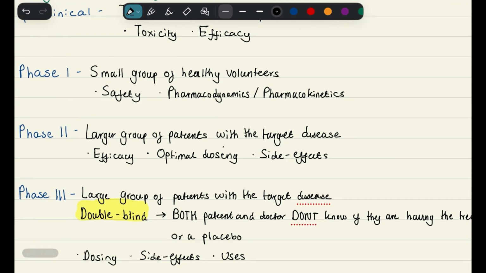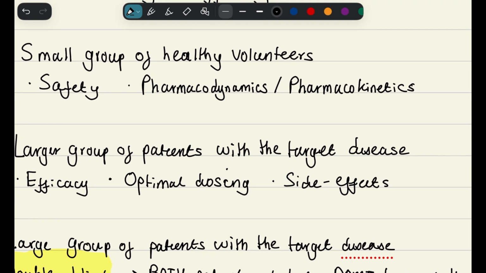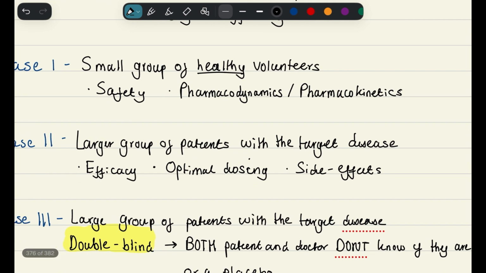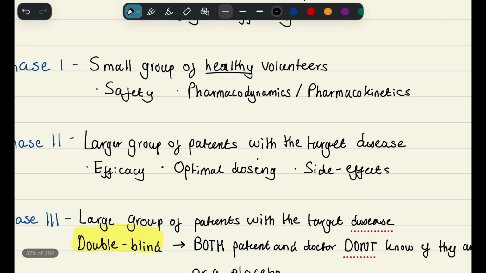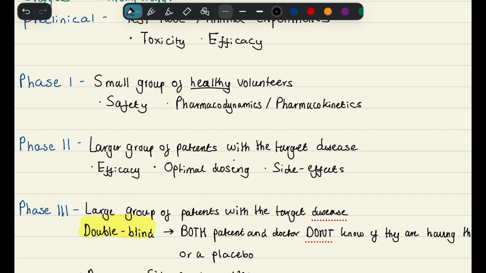Now, we have 3 main phases of clinical trials for drugs, and you need to remember what the phase is and what's happening. In phase 1, you get a small group of, importantly, healthy volunteers. Essentially, you're giving them the drug just to see, is it safe, in terms of does it produce any kind of toxicity, and also what are the pharmacodynamics or pharmacokinetics? In other words, how is this drug going to be metabolized and excreted?